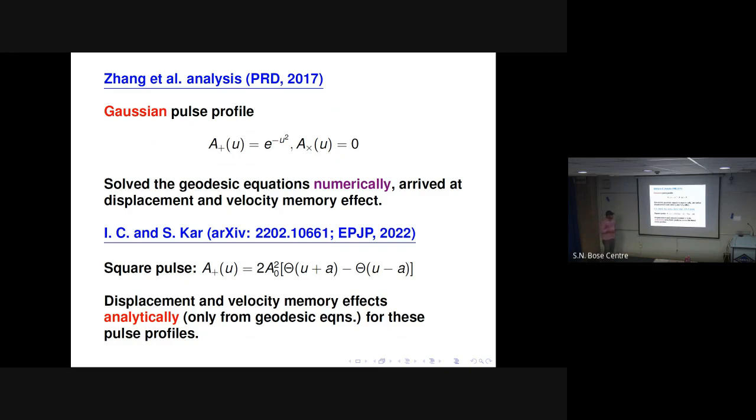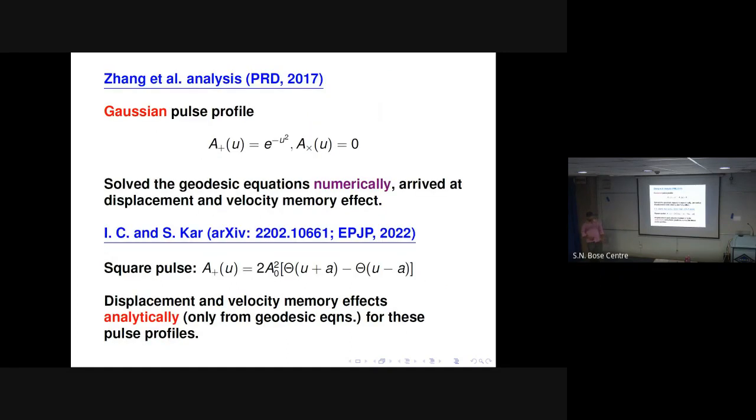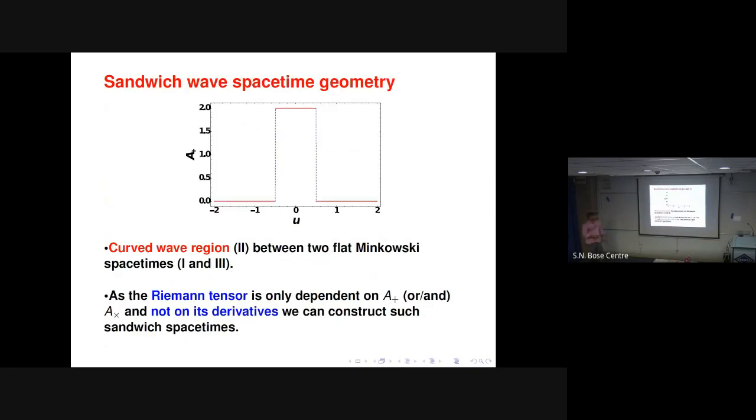So what we have done in our work is to choose a square pulse, which is like this. You will see the figure, how this pulse profile looks graphically, and these thetas are the Heaviside theta functions. So we studied displacement and velocity memory effects analytically for this pulse profile. So this is the pulse profile that we are considering.